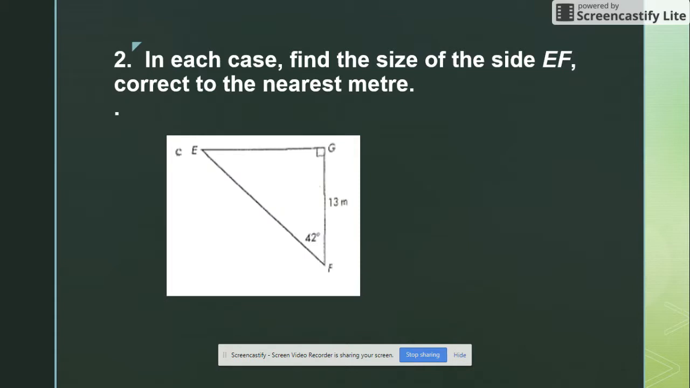All right, let's look at this one. Side EF. So there again, we've got our hypotenuse, and this is adjacent. So hypotenuse and adjacent is cos. And our adjacent, we know. Our hypotenuse, we don't know. So when it's an H at the bottom that we don't know, we have to divide. So we go 13 divided by cos 42. Gives us so many meters.